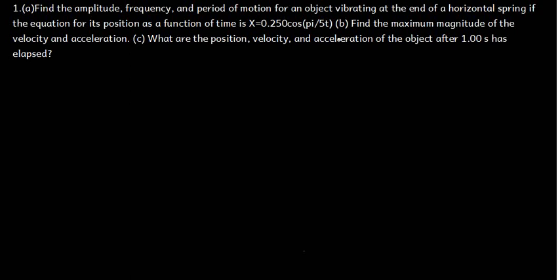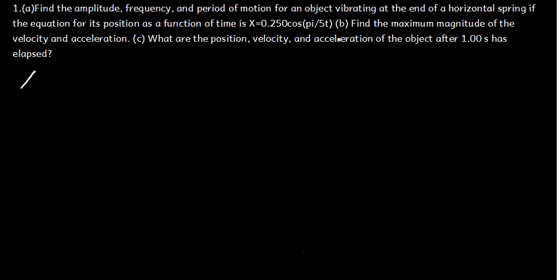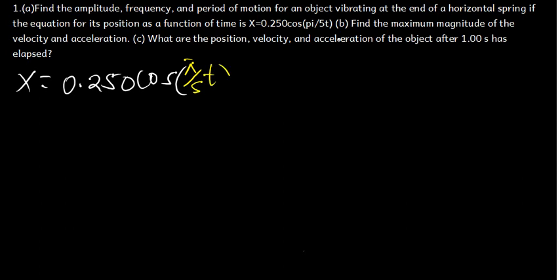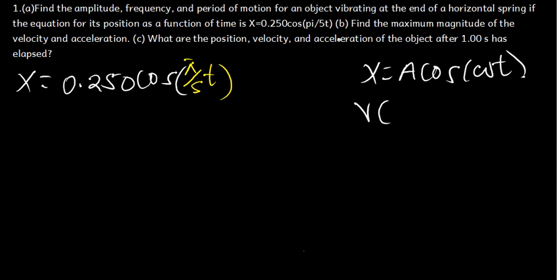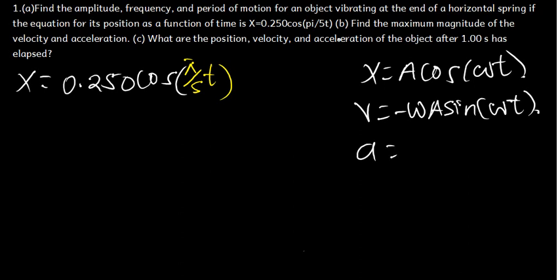Now we have been told that we need to find the amplitude, the frequency and the period, given that x is equal to 0.250 cos of pi over 5 times t. The formula for the position as a function of time is given by x is equal to the amplitude times cos(omega t). The formula for velocity is v equal to negative omega times amplitude times sine(omega t). Then the acceleration is given by negative omega squared times A cos(omega t).